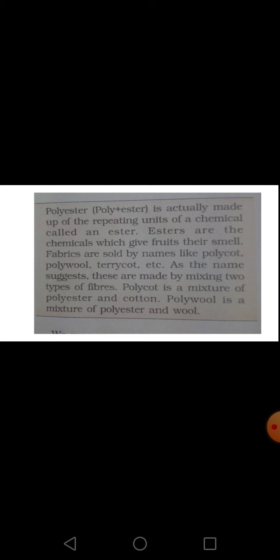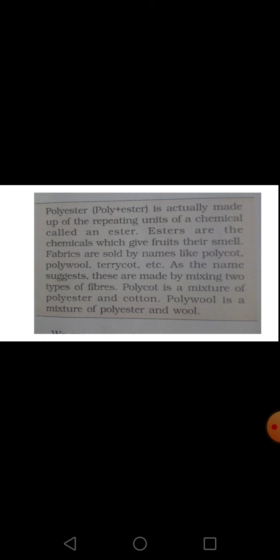Next, we are going to learn more about polyester. The word polyester, by splitting, we have seen, is poly plus ester. Ester is the smaller unit, and by joining many esters, we get polyester. And what are esters? Esters are the chemicals which give fruits their smell. And there are fabrics sold by names like polycot, polywool, terrycot, etc.